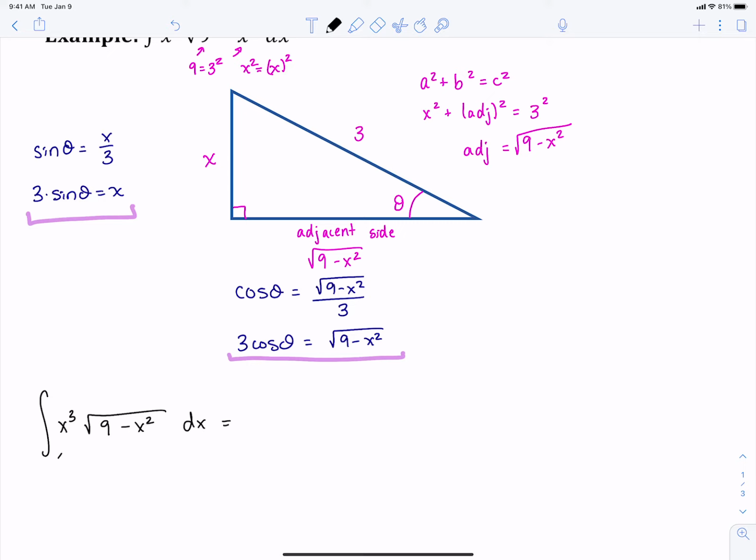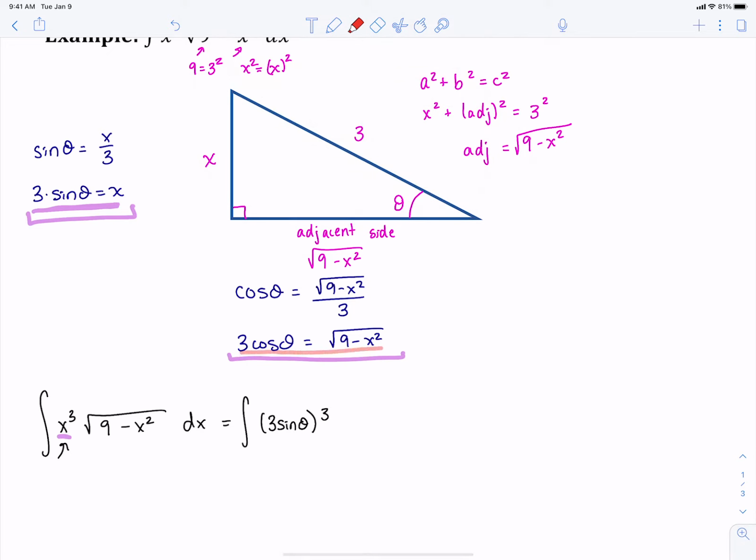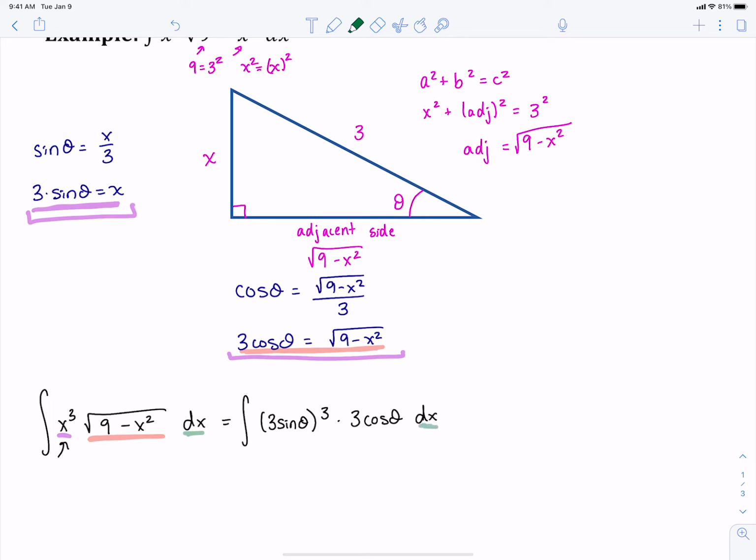and we take our integral that we started with, the integral of x cubed times the square root of 9 minus x squared dx. So this x to the third power that we've got in the first term, we can replace with 3 sine of theta being cubed. So we're using this substitution, that x is equal to 3 sine of theta. And then we're going to do the same thing with this substitution. So that square root, we can replace with 3 cosine of theta. Now we do have a bit of a problem because we didn't take care of this dx. It's still sitting there.